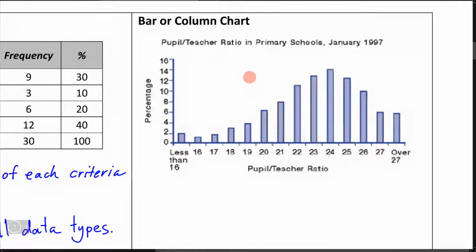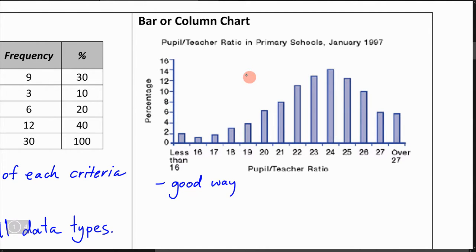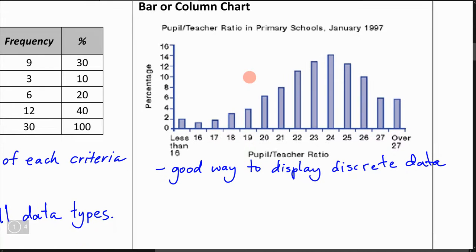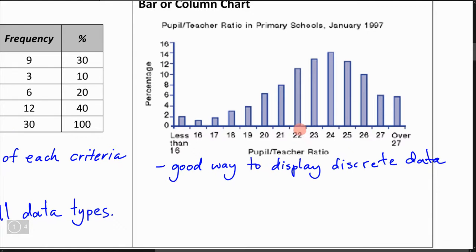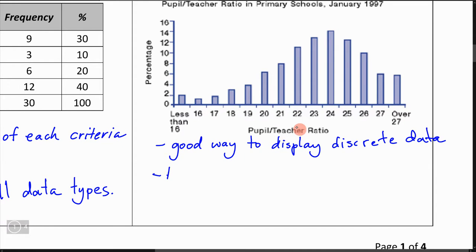A bar or column chart is another way we can display data, and this is a good way to display discrete data. Why? Because we're not talking about a range here, we're just talking about discrete numbers. So we're looking at pupil-teacher ratios here. Notice that the bars do not touch. That's very important.